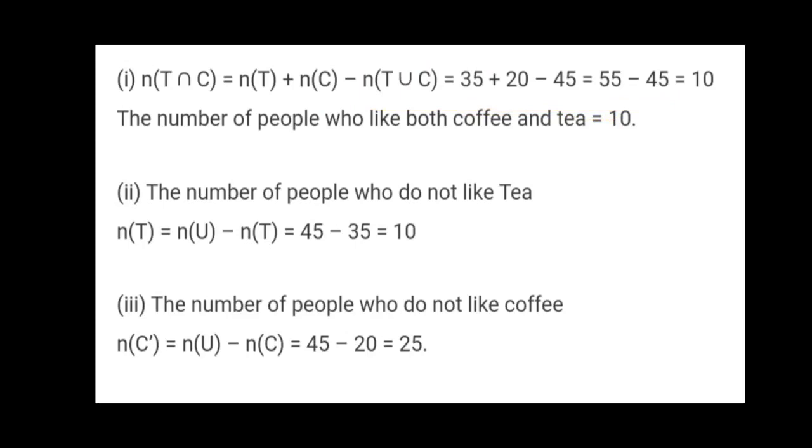The number of people who like both tea and coffee is 10 as per the given. The number of people who do not like tea, we should subtract n of T from n of U. So if we eliminate those who like tea, we will get the people who do not like tea. And from the given n of U is 45 and n of T is 35, so 10 people do not like tea.